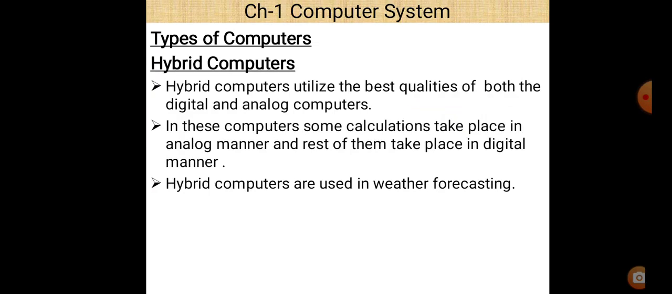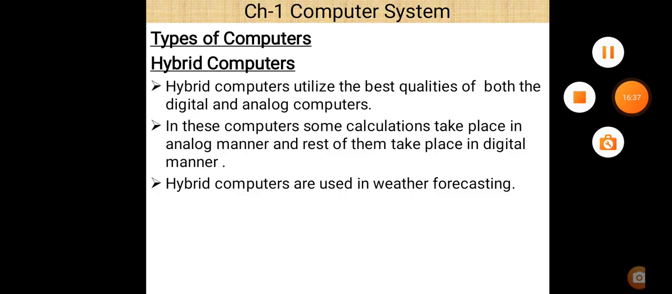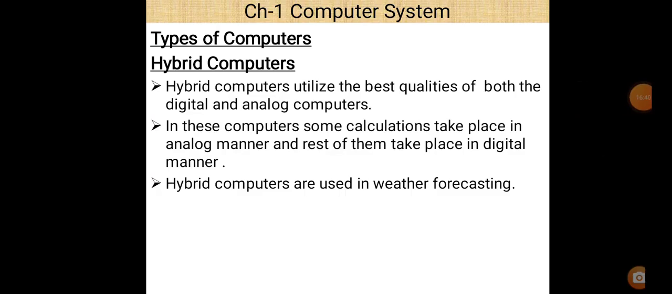Next is hybrid computers. Hybrid computers are basically the combination of analog and digital computers. That's why they are called hybrid computers. Hybrid computers utilize the best qualities of both the digital and analog computers. These computers are basically used in weather forecasting, where some calculations take place in an analog manner and the rest take place in a digital manner.